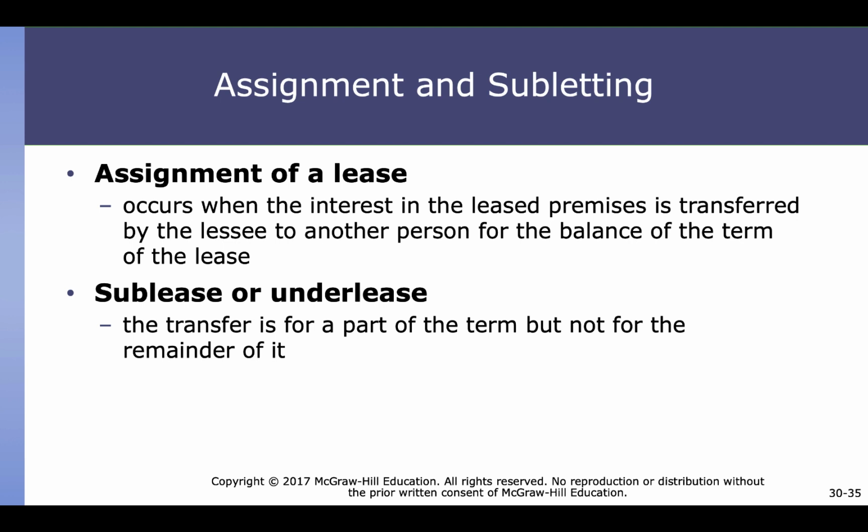Sometimes a tenant may not want to stay in their property or stay in their lease for the entire term of the lease. In that case, they might want to assign or sublease. An assignment occurs when the interest in the leased premises is transferred by the lessee to another person for the balance of the term of the lease. And then a sublease or underlease is the transfer for a part of the term but not for the remainder of it. So this is allowed unless the lease states otherwise. And many leases do either prohibit assignments and subleases or require approval for assignments and subleases.